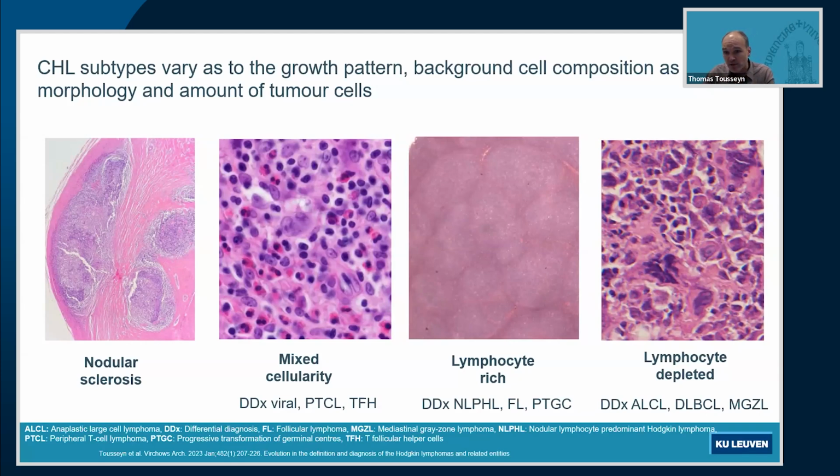There are two other subtypes, the lymphocyte-rich and the lymphocyte-depleted subtypes, that are less common. I won't go into detail about the lymphocyte-depleted case, but I will show a case that is reminiscent of a lymphocyte-rich classical Hodgkin lymphoma. For the differential diagnosis of each of the subtypes, some of them are mentioned here, and during the talk I will go into detail for some of them. So that's the starting point.